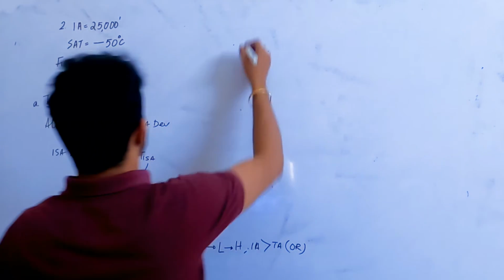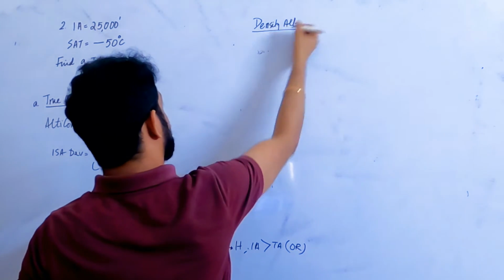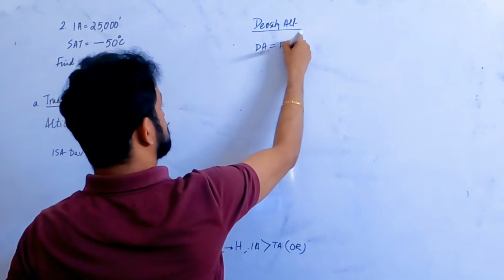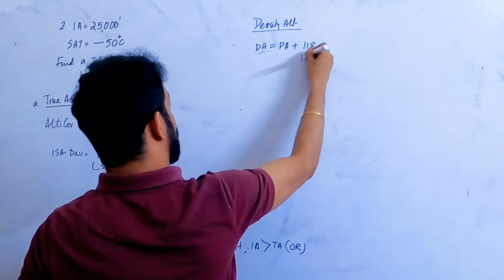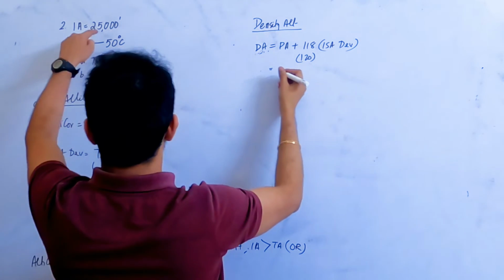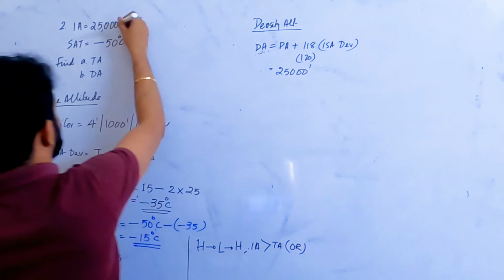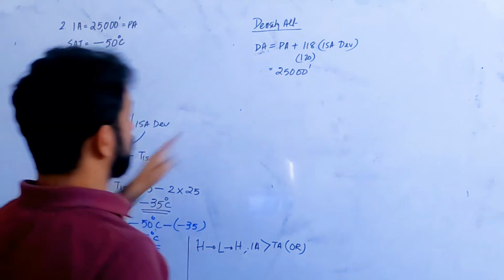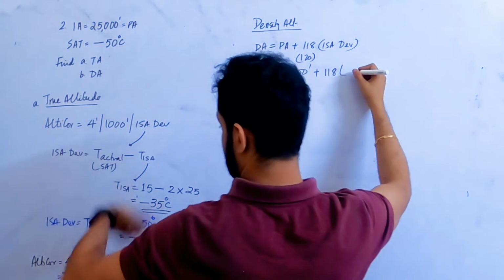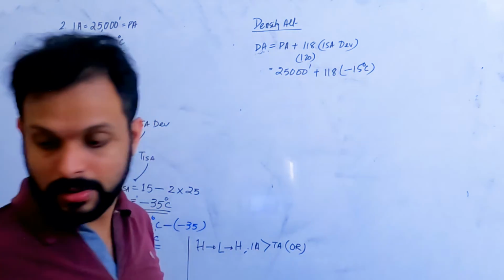That's it. Now let's look at density altitude. Density altitude is pressure altitude plus 118 or 120 times ISA deviation. So what's the pressure altitude? It's 25,000. We believe that in this case what is given in the question is pressure altitude. So that is 25,000 plus 118 times ISA deviation, which is minus 15. Again, take care of the sign here, minus 15. So how much is that?